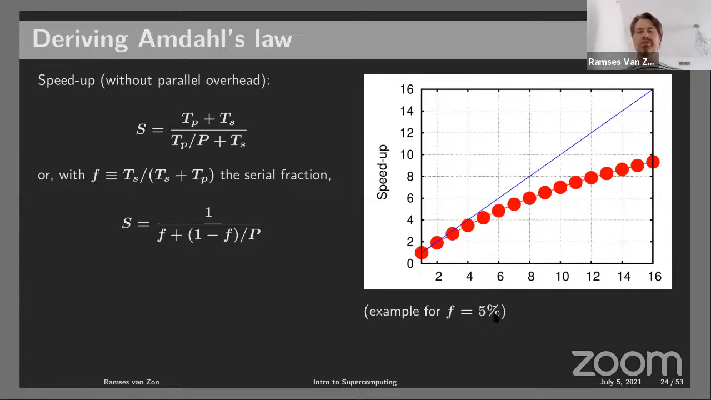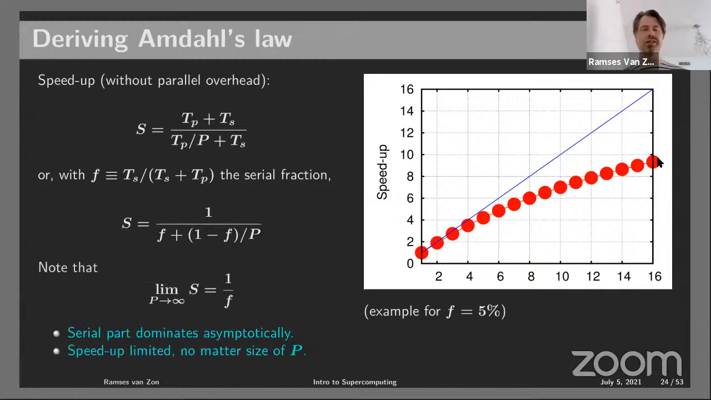Very quickly, even with just 5% serial fraction, you see you deviate from the ideal scaling, that's the blue line here, and you get, even at like 16 cores, you only get an 8 times speed up. And it just gets worse. In fact, it gets so worse that if you take infinitely many processors and you use it for this program, you hit a limit. You hit an asymptote. Asymptotically, the speed up can't be any bigger than 1 over F.